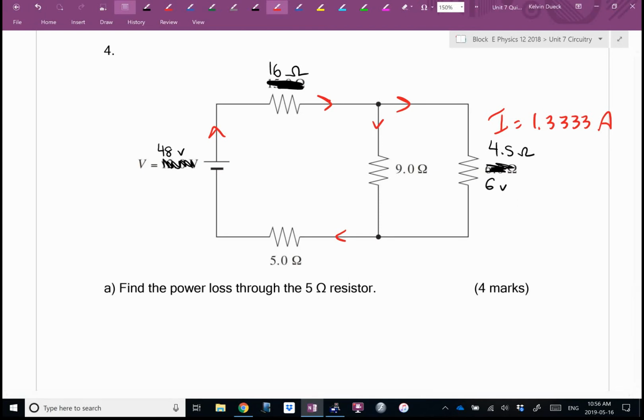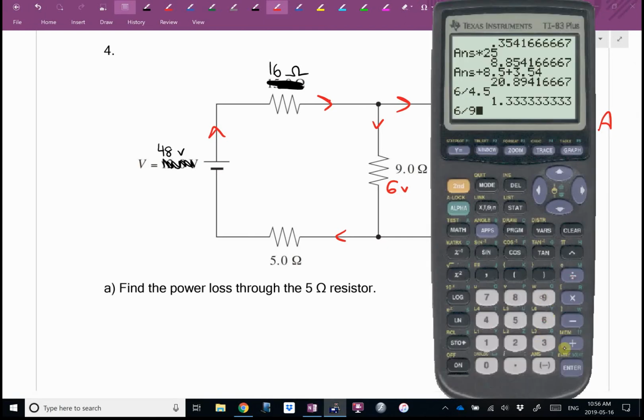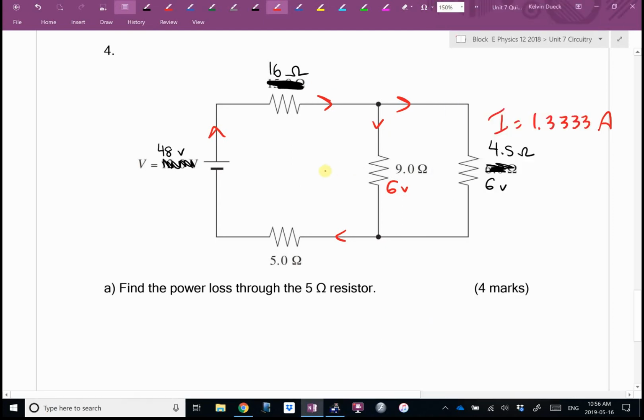What else do I know? Oh, 6 volts. I know 2 things. 6 divided by 9 is 0.666666. So I'm going to say I equals 0.66 repeating amps. I think when these two combine, I think it's going to be 1.999999999. What's the total current really? 2 amps. Question's going to fall apart.